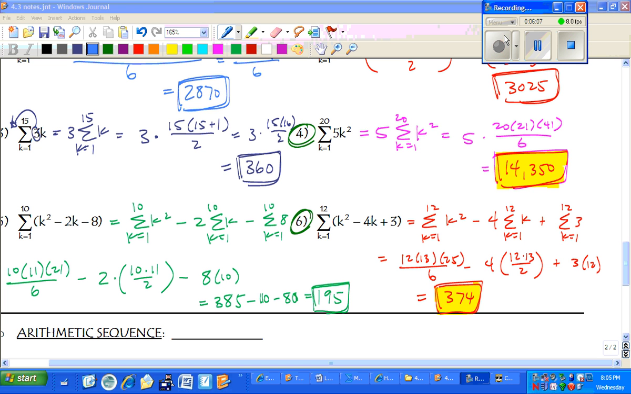Alright, check your answers. For number 4, you should get 14,350. And for number 6, you should get 374. Right. For number 4, you can pull out the constant and then use that sum formula. Number 6, break it up into 3 parts, pulling the constant out of the second one, and using the second and third formula from the top, and the constant theorem from the first page.